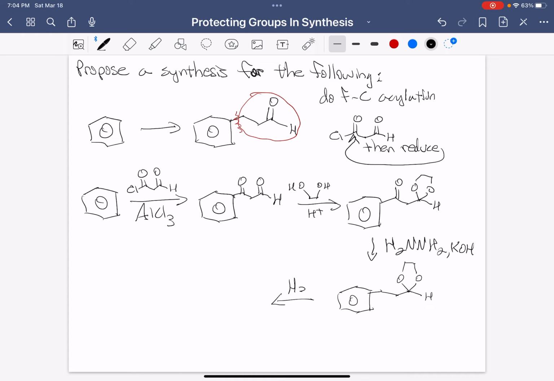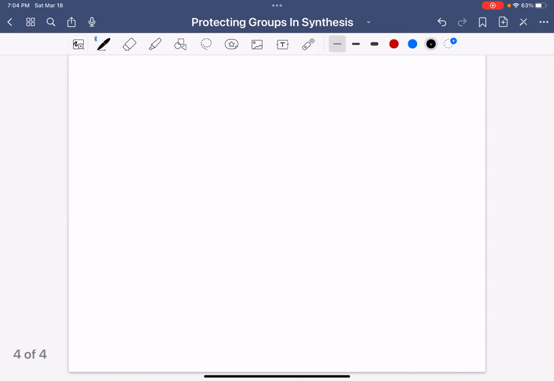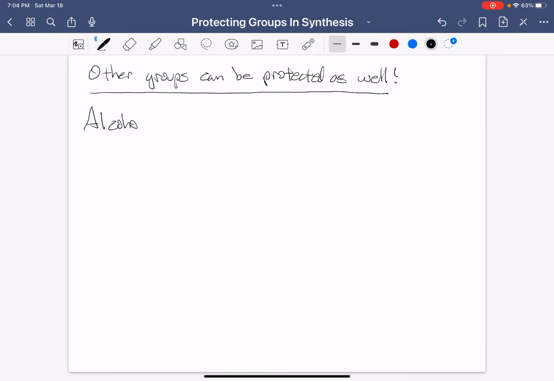Now we can go ahead and hydrolyze back. And there we go. Now I should point out that other groups can be protected as well. So alcohols can be protected by turning them into ethers. And often we could use a tosyl ether or something like that, which is easy enough to do.